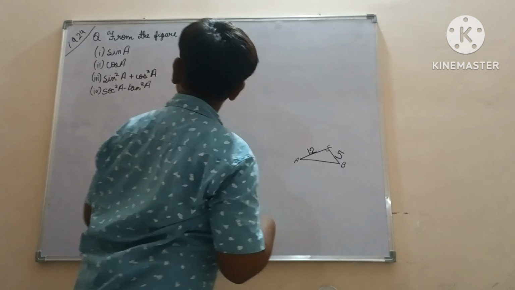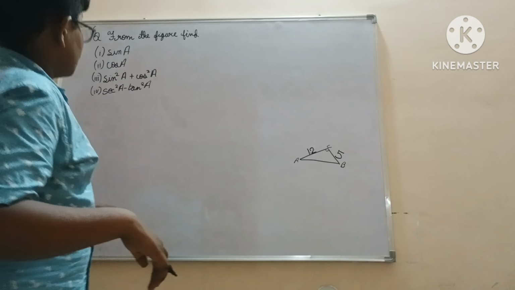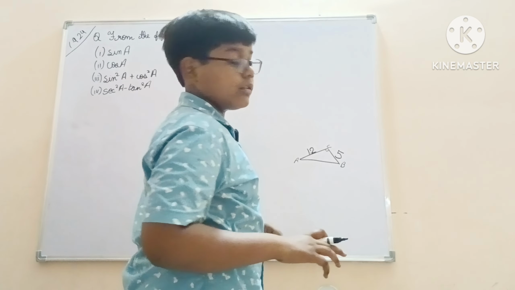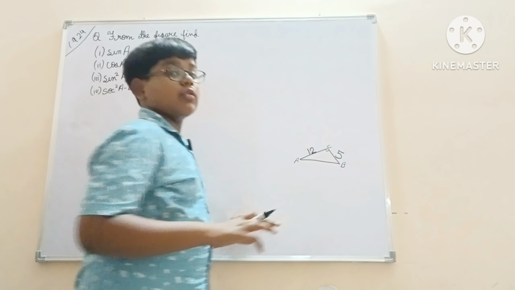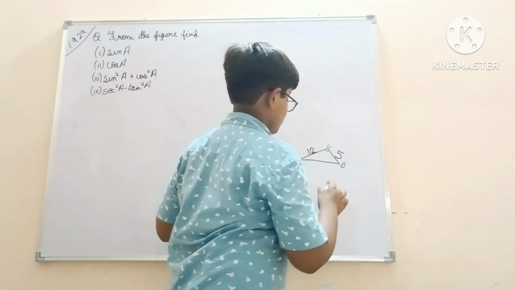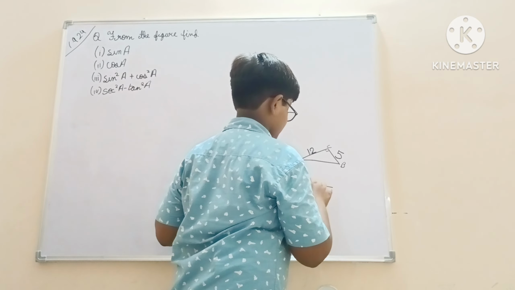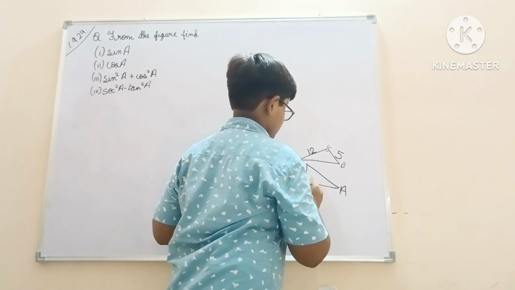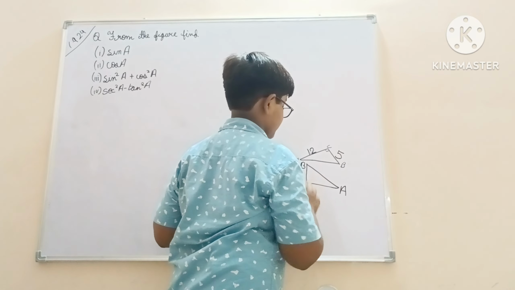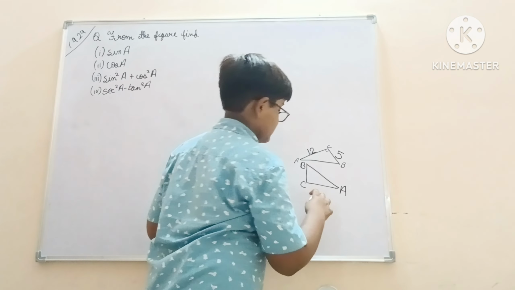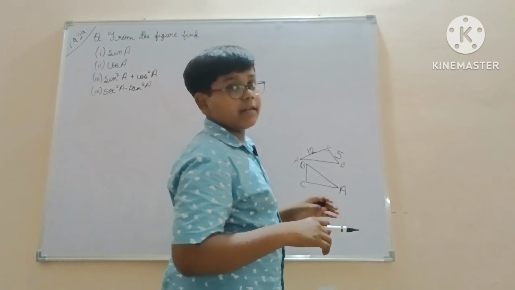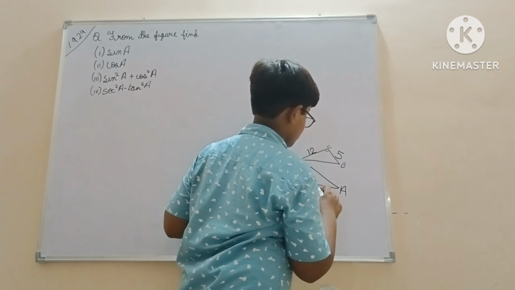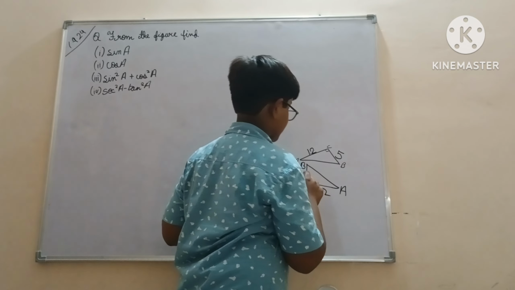Now in order to find these equations, we will convert this A into an acute angle by rotating this triangle. So we will get A here, C here, and B here. Now AB's value is what we will find by Pythagoras theorem, and AC's value is 12 and BC's value is 5.